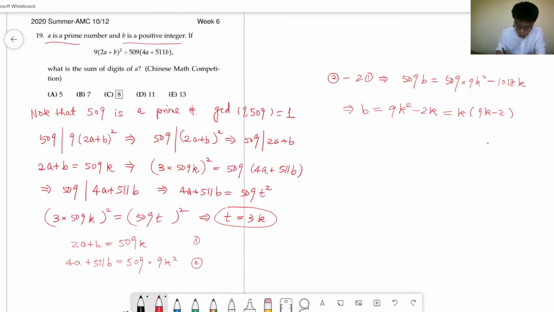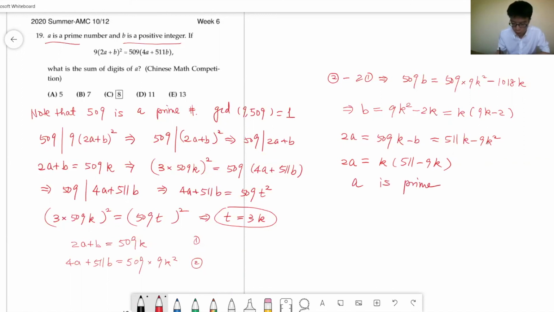And next we can express 2a. 2a is 509k minus b. We can plug in and solve it. We get 511k minus 9k squared, so this is k times (511 minus 9k). This is good because we know that a is a prime number, and here we write 2a in terms of a product, so k cannot have a lot of choices. So remember that a is prime.